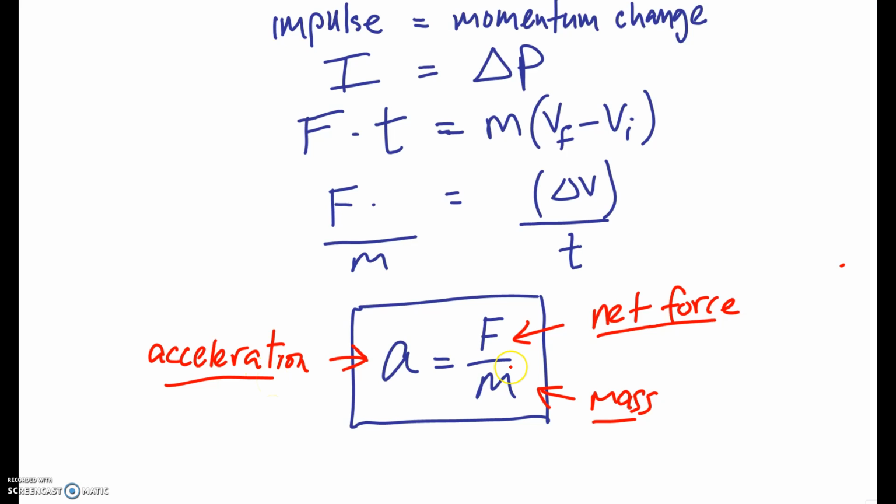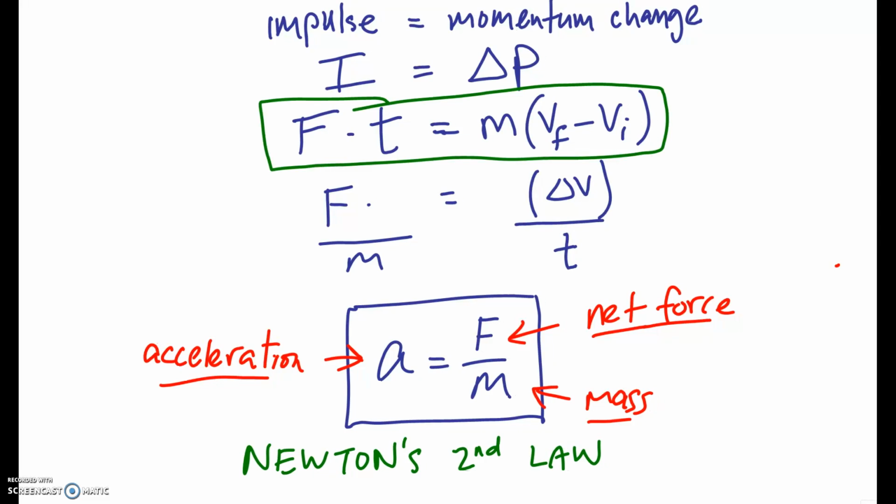It should make sense because in this ratio, as the net force goes up, this ratio goes up, meaning the acceleration would go up. And if the mass were to go up of the object, that would mean it would accelerate less for a given net force. And if the mass goes up, the ratio goes down, meaning acceleration would go down. This is Newton's second law.